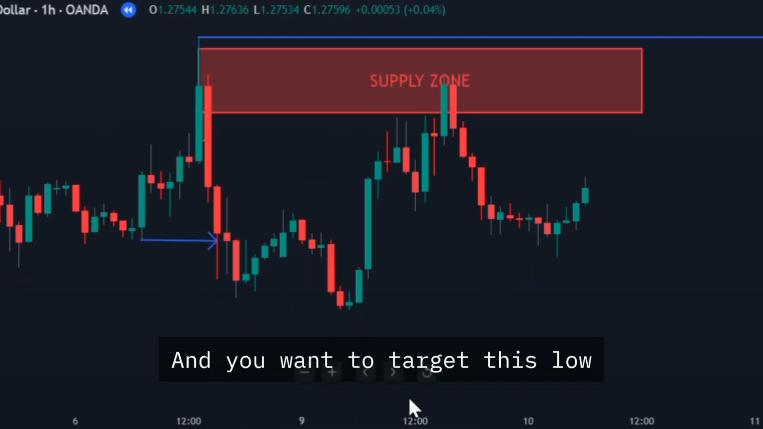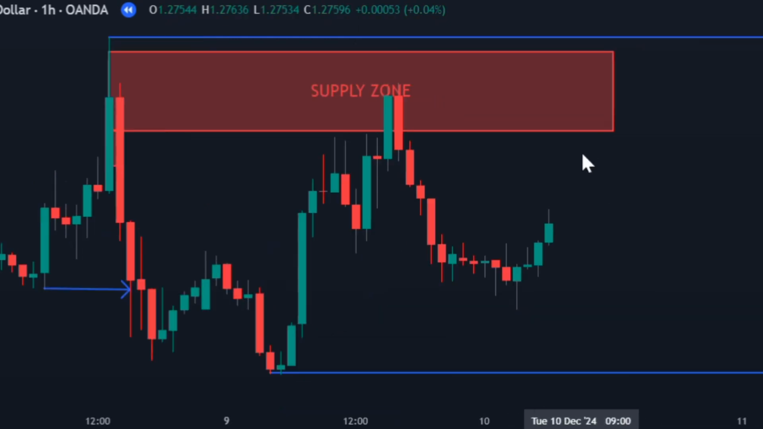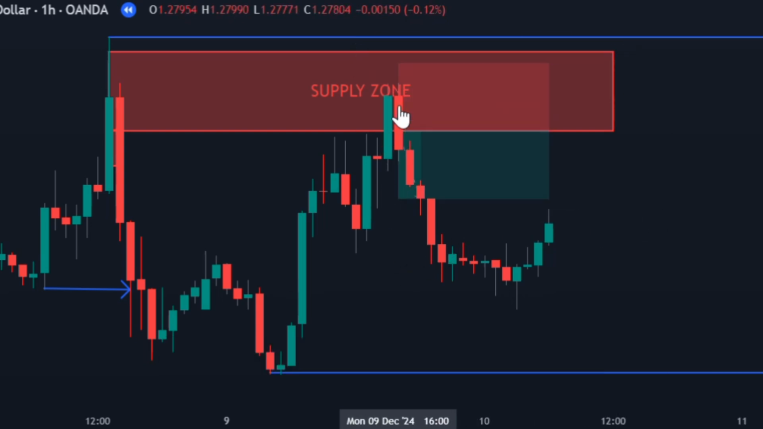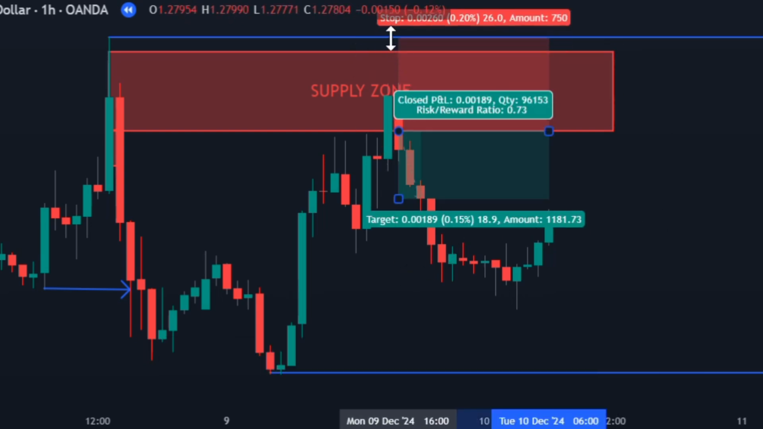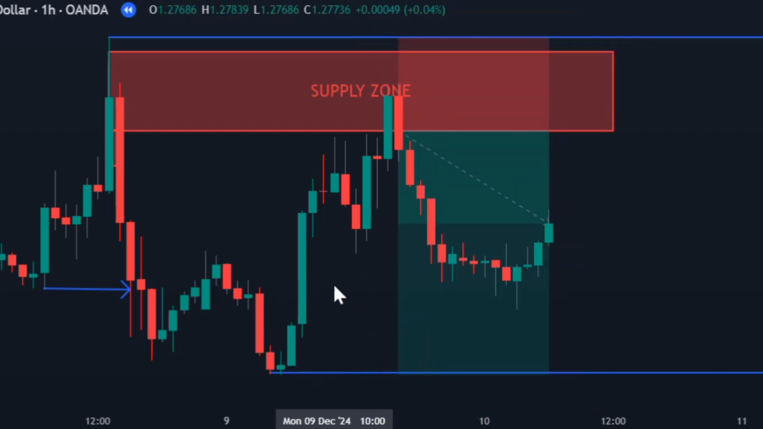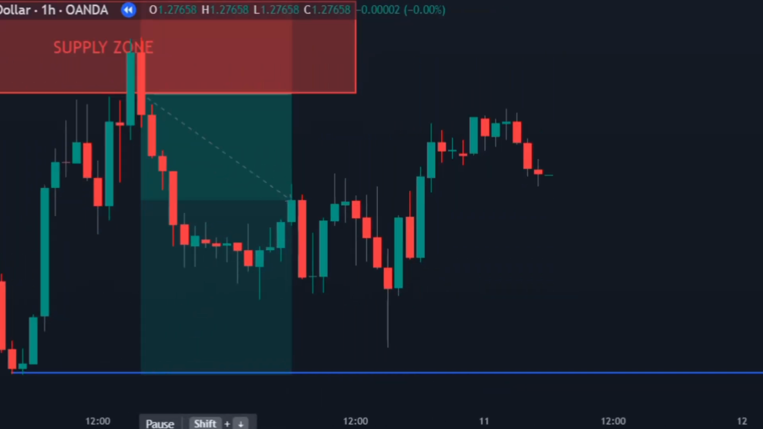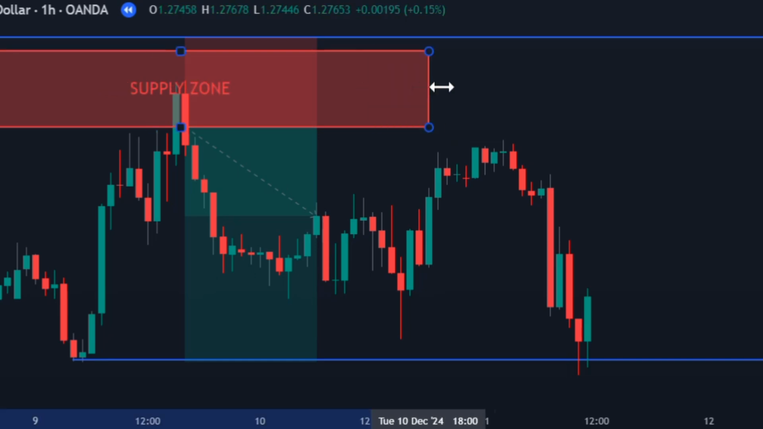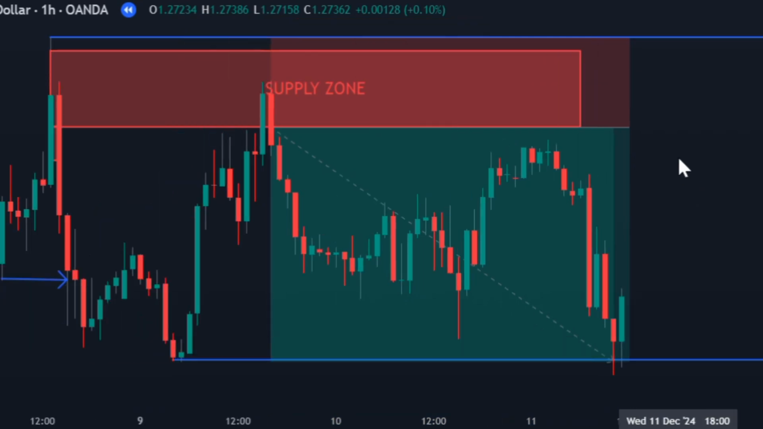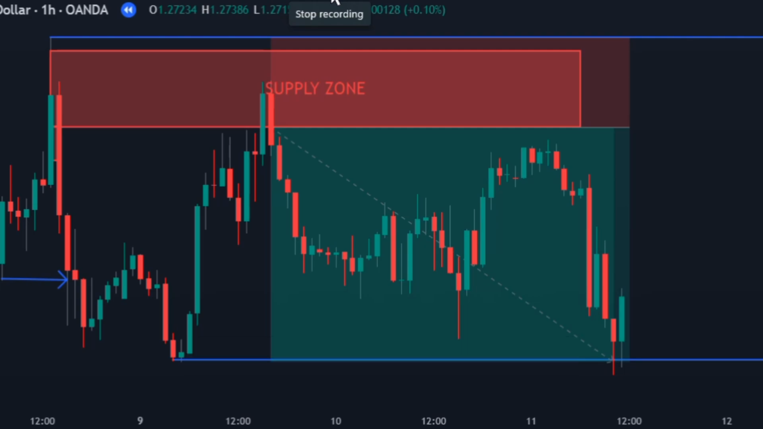And you want to target this low. Short position around this area. Stop loss above here. Then I'll take profit to the next low. Let's see how it goes. So guys, the price has finally reached our zone. Let me now give an example of a demand zone with an example in the chart.